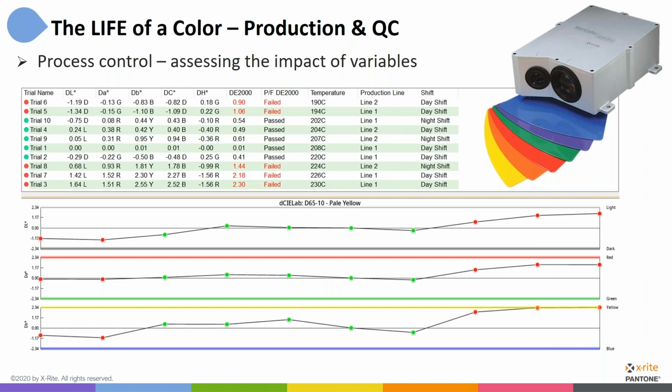So looking at assessing variables helps us to understand the why. Otherwise, we're only going to know, yes, your color is good or bad, but it's good to understand why, because then we may be able to do something to fix that.